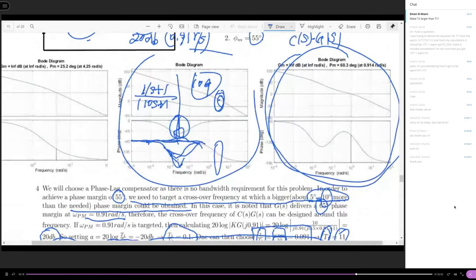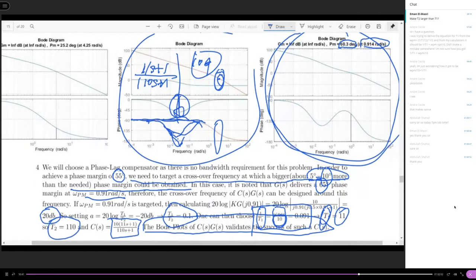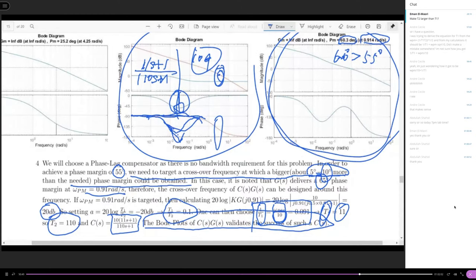Now let's talk about it. This figure basically shows that you have a 60 degree phase margin right at the crossover frequency 0.914. This 60 degree is more than the 55 needed, so you have some margin to improve.